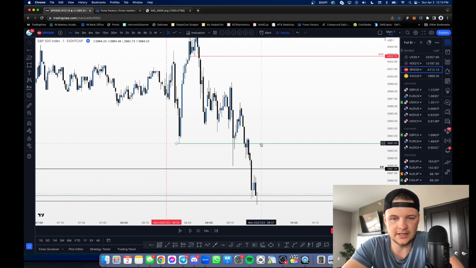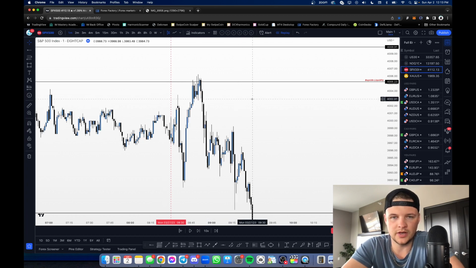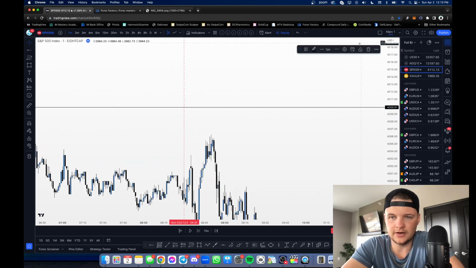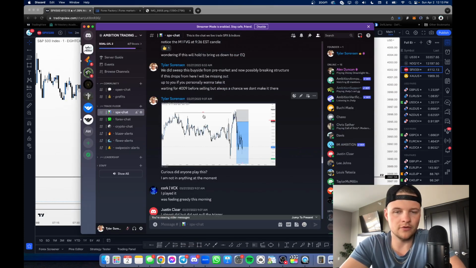And the reason that I didn't take that trade is simply because I was waiting for 409 buy side to be taken first. And if I didn't get that buy side, I was going to miss out on the move, which I did. But however, in the Discord, I'm just going over, I'm just monitoring price as it's playing out.